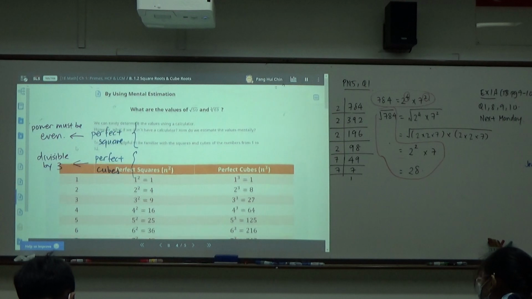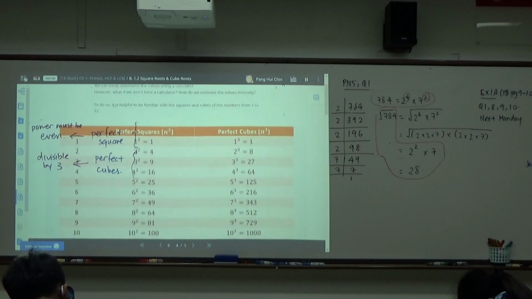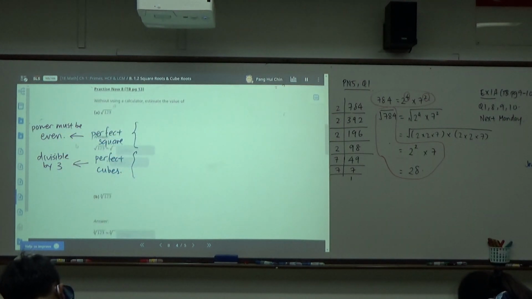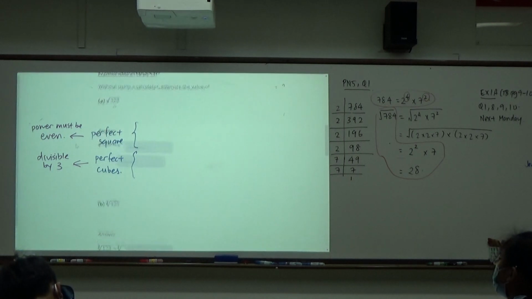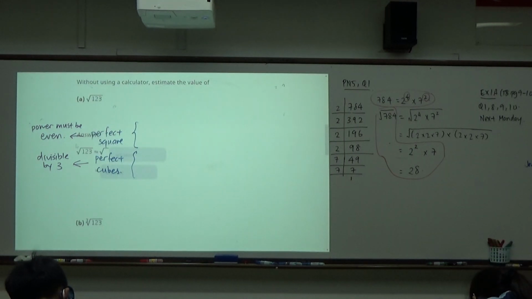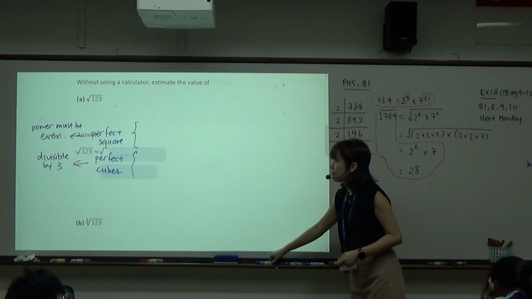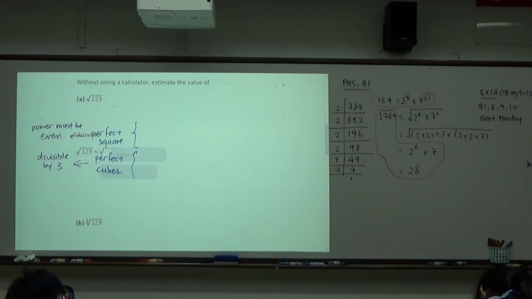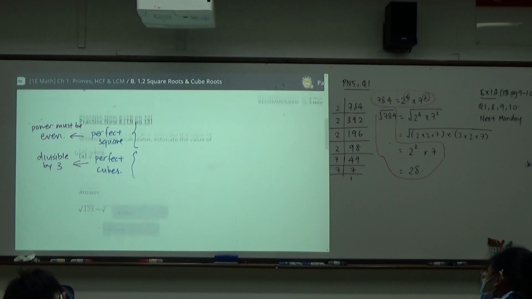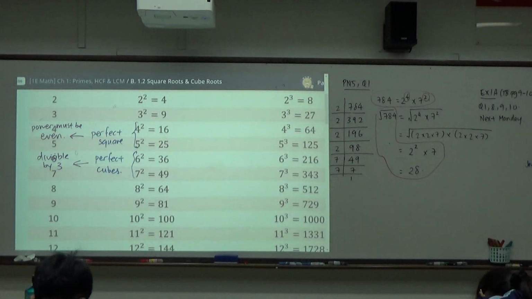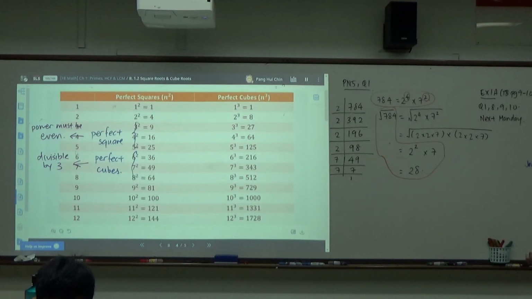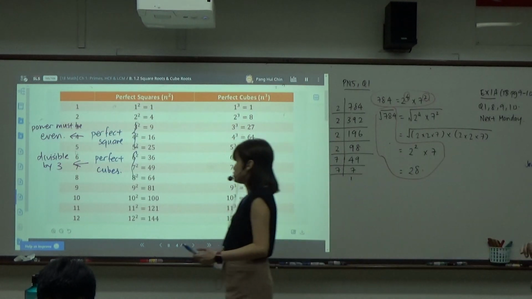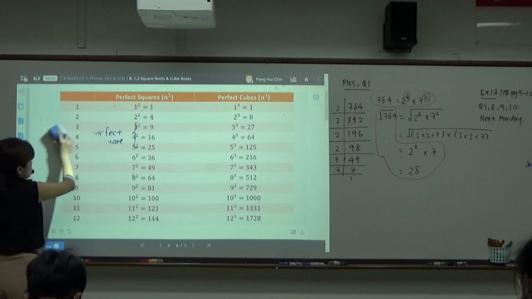Then going through this mental estimation. Square root 123. What is the number that you want to choose for square root 123, to estimate? Let's go back to this chart over here. What is a good number to choose if I want to square root 123? We choose 121, right? Because it is a perfect square.